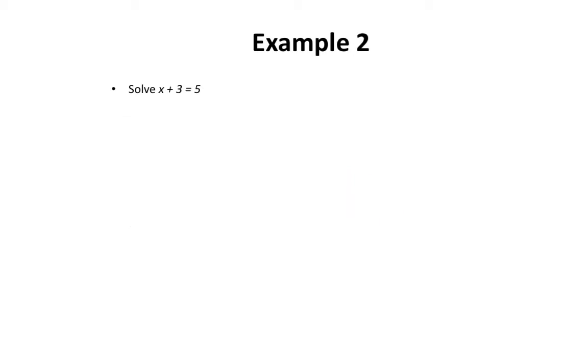In our second example, we want to solve x plus 3 equals 5. The first thing you want to do is rewrite the question. Next, we want to simplify the left side of the equation and the right side of the equation. Since everything on the left side of the equation are unlike terms, we're just going to leave them as is. And 5 is all by itself, so we're going to leave that as well.